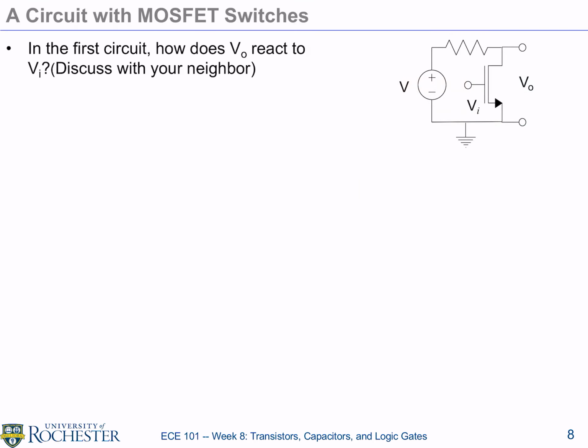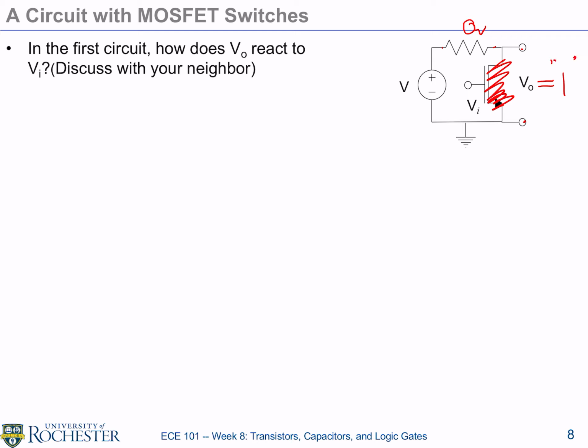What if VI is low? Then this is an open circuit. It's as if nothing exists there. Then there is no current flowing through the resistor, so the voltage drop according to Ohm's law is 0 volts. There's no voltage across the resistor. If I go around the circuit, all the voltage has to drop on the output port. So V out is high, or just call that 1, logical 1.